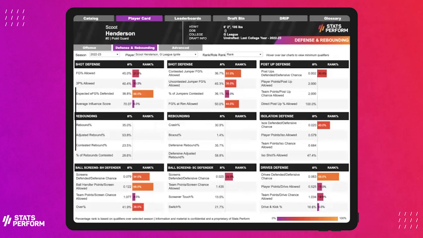And we look at his defensive metrics. He doesn't quite rate as well on this end of the ball. So you can see his field goal percentage allowed, he's only in the 21st percentile. So 79% of players are allowing a lower field goal percentage on shots they defend.